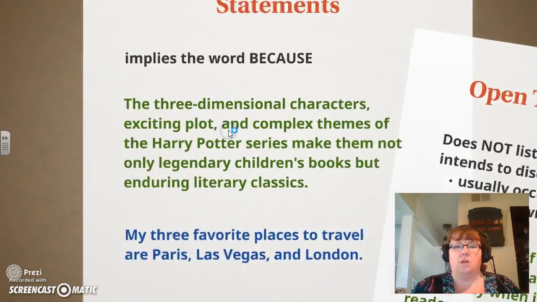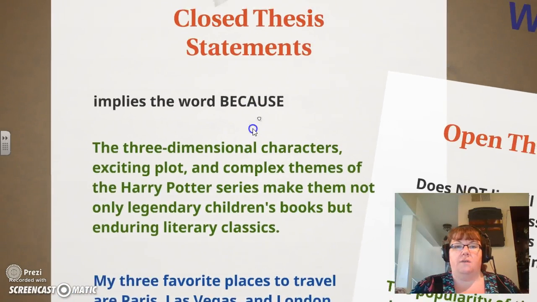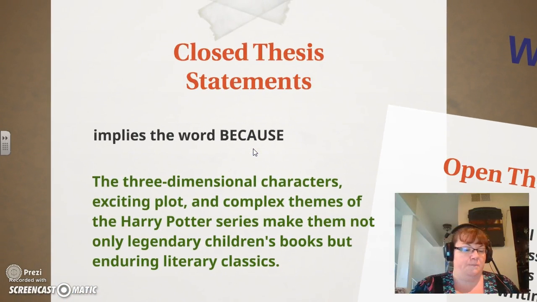So the first style we're going to look at is this idea of a closed thesis. On page 95, it defines it. It says that this specifically implies the word because. Now, this is the style that we already use normally in class, where it usually has the three aspects and the three parts to it. So let's look at the example from the textbook and look at this a little deeper.